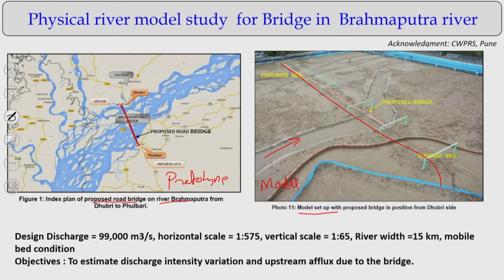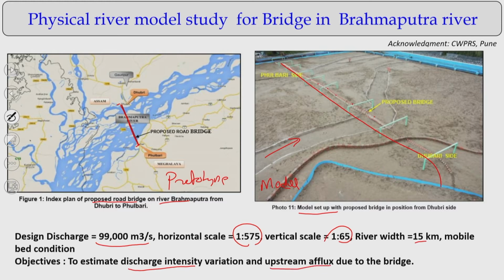Here the design discharge is 99,000 meter cube per second, which is close to the 100-year return period flood. Horizontal scale is 1:575. The vertical scale is 1:65. River width is 15 kilometers. The basic idea is to know the discharge intensity variations and the upstream afflux due to the bridge.